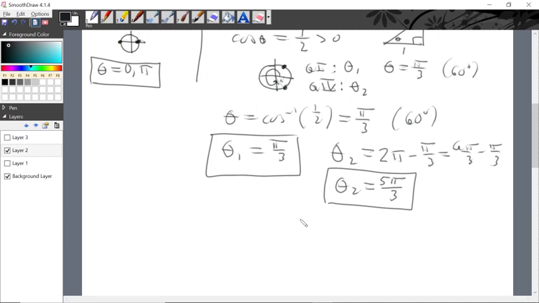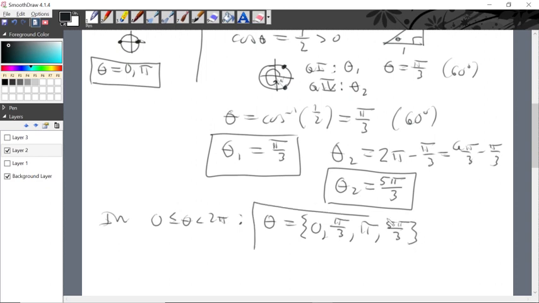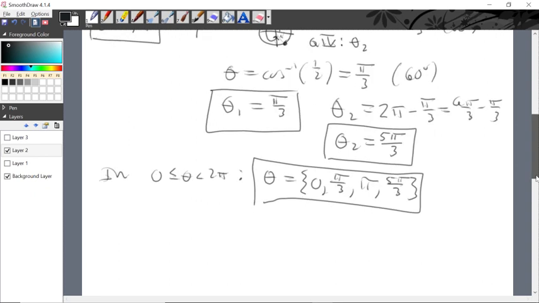Okay. Great, so how many solutions do we have then? In the interval from 0 to 2 pi, the set of solutions, I'll put them in curly braces to list a set here, from lowest to highest, we have 0, then we have pi over 3, then we have pi, and then we have 5 pi over 3. That's 4 solutions, potentially, to the original equation. And let's check those solutions.